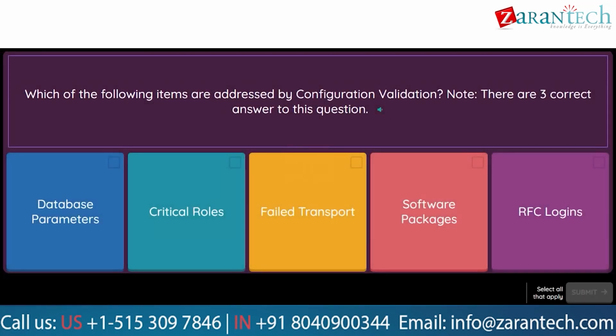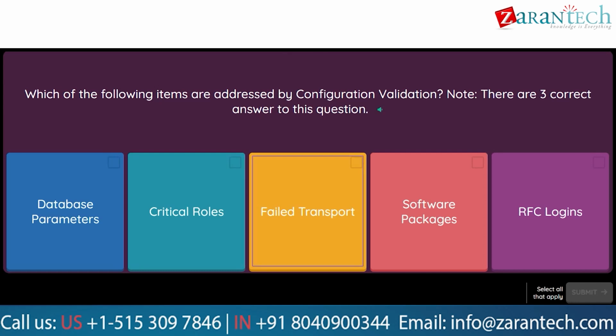Question: Which of the following items are addressed by configuration validation? Note: There are three correct answers to this question. Option 1. Database parameters. Option 2. Critical roles. Option 3. Failed transport. Option 4. Software packages. Option 5. RFC logins.